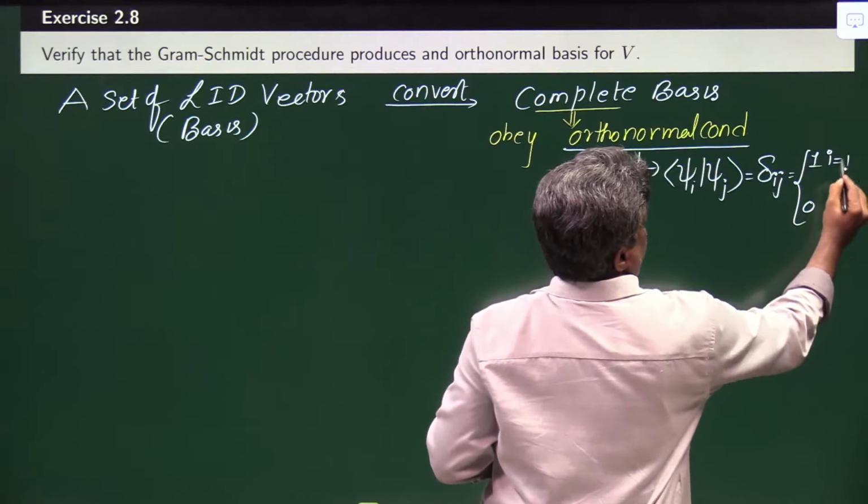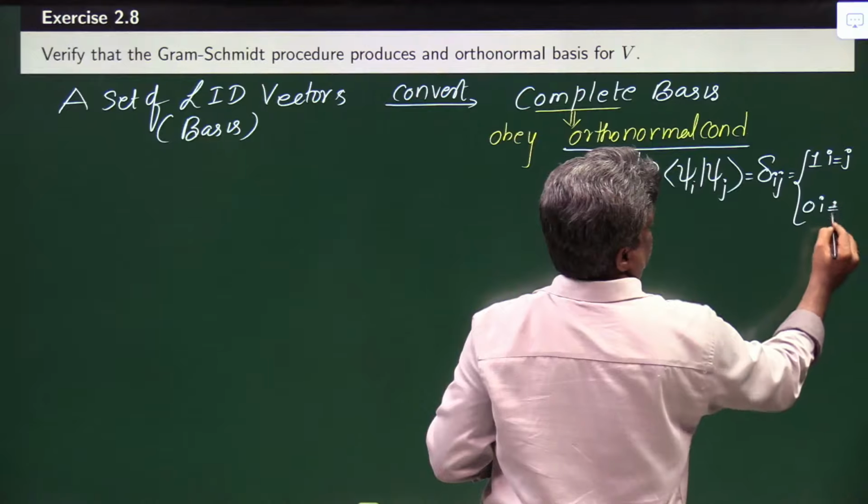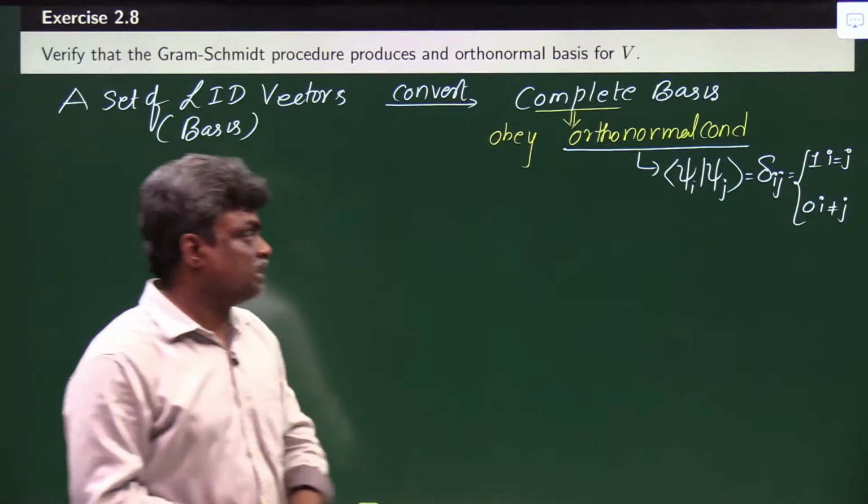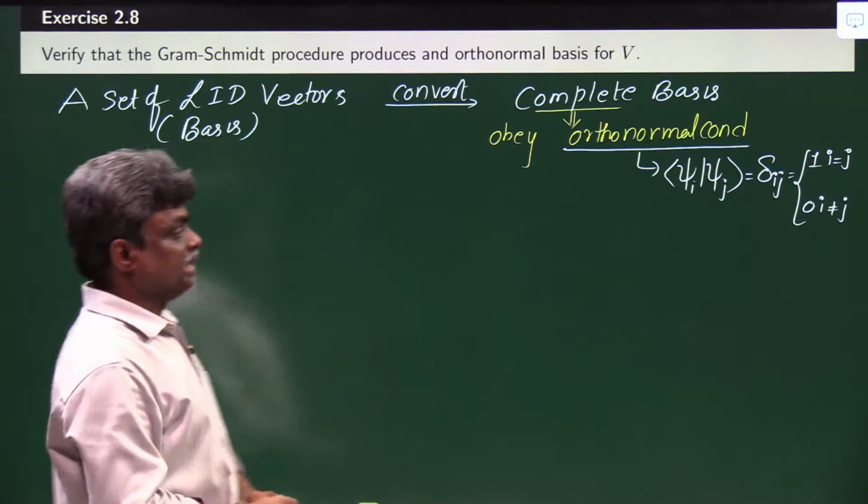the canonical delta, which is equal to either 1 or 0. 1 if i equals j, 0 if i is not equal to j. Earlier problems we have already discussed. 1 means the normalization condition, and 0 is the orthogonal condition.